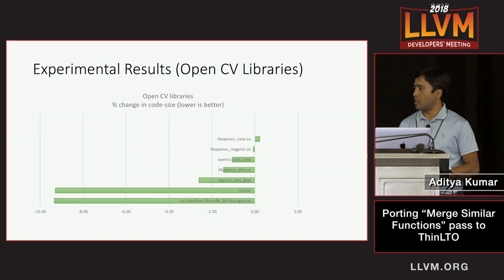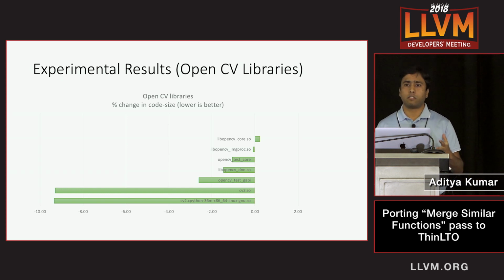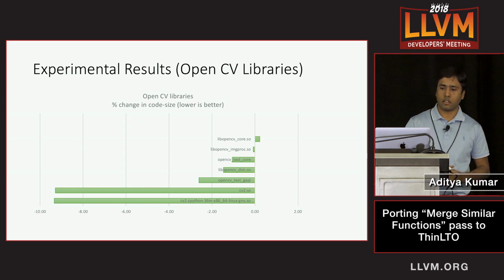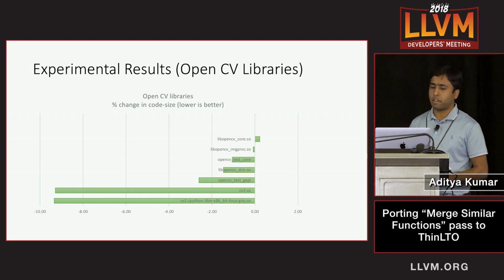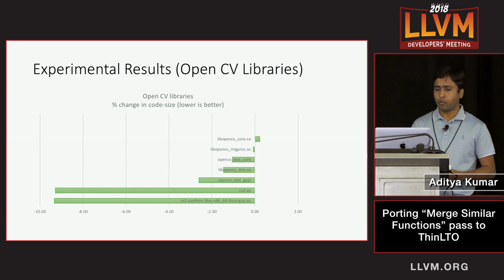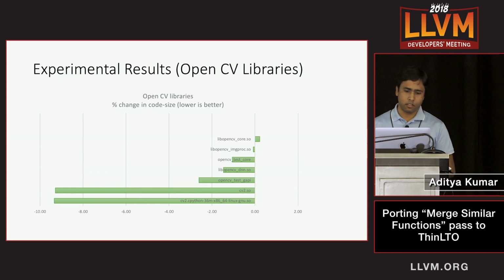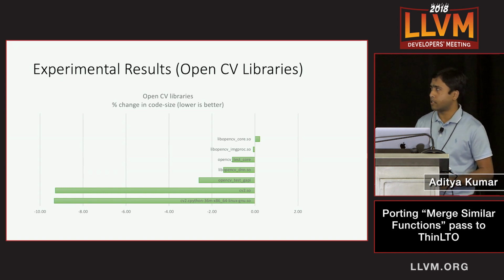This is the experimental result on OpenCV libraries. OpenCV is a library used for computer vision. It has a lot of shared libraries, but I use the top 7 for this result. Except for one, we gain in code size for almost all of them, as high as 9%. The one where we lose code size is pretty small, but still a loss in code size.